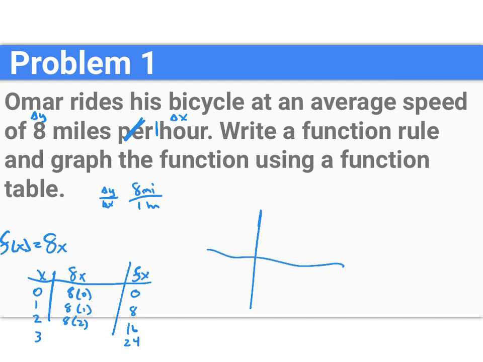Same thing, but this goes through 0, 0, 1, 8, 2, 16. So 8, 16, 24. And then 1, 2, 3. And we have a straight line going through those points. And that's what it would look like.